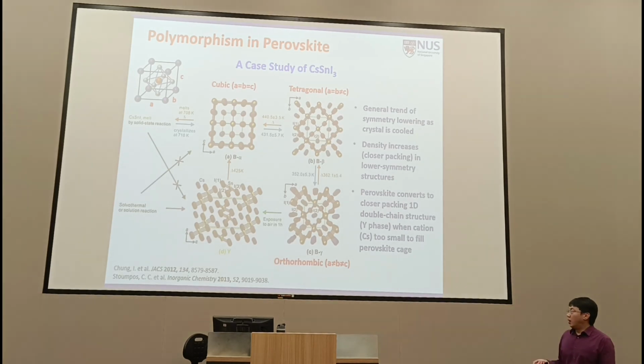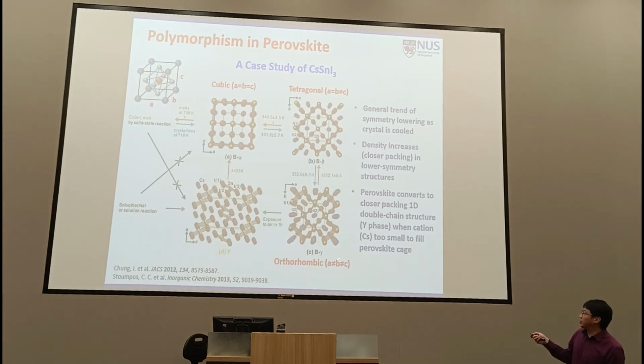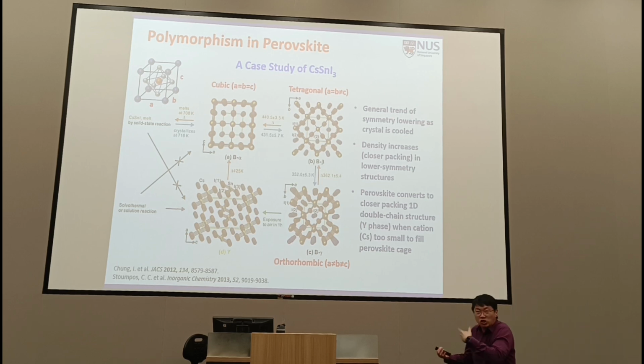And these people also discovered that if I expose this material to air, it forms a non-perovskite structure. Some people like to say, oh, this perovskite has degraded. It is no longer a perovskite. Well, in a way, it's true. The perovskite has really changed to something else.